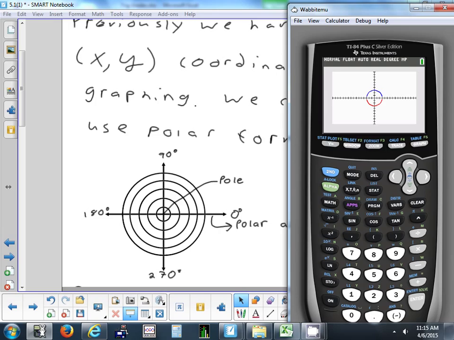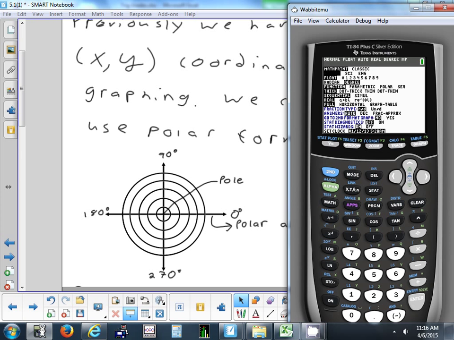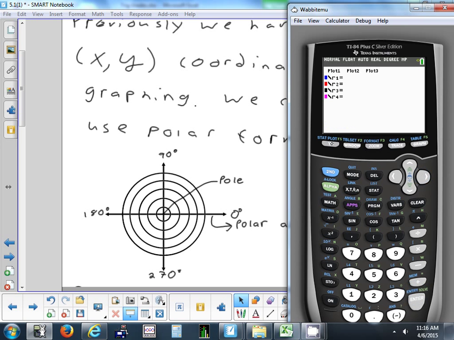All right. Now, I'm going to do the same thing in polar. It's going to all be one color, though. On my calculator, I'm going to go to polar. To graph a circle with a radius of 3. That's it. Zoom 5.